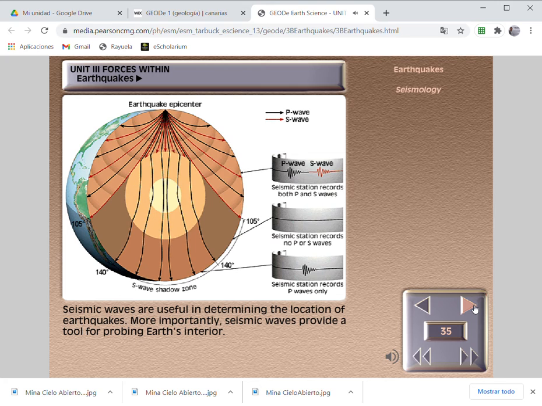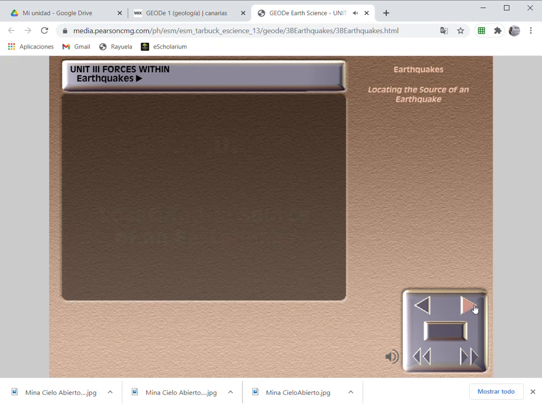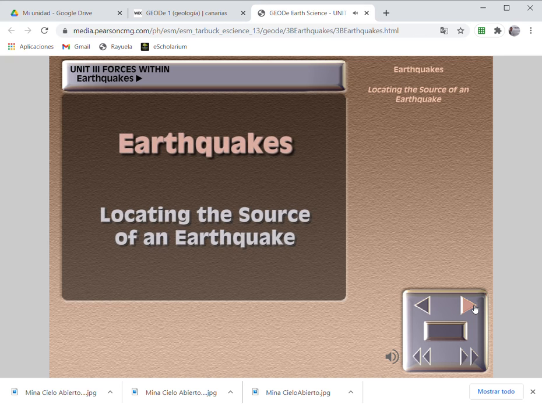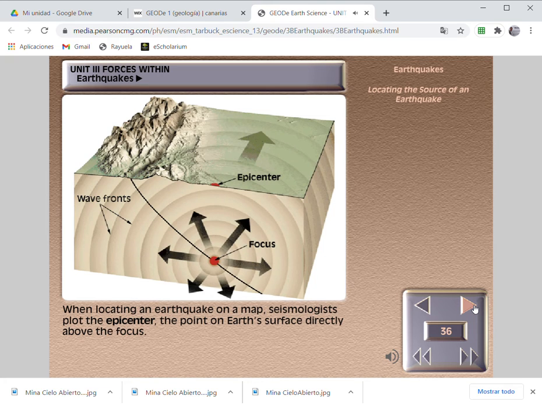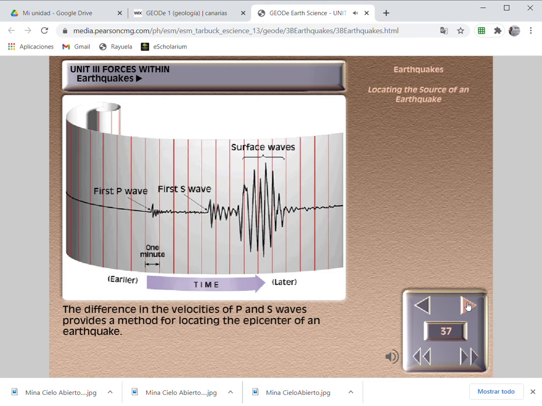Seismic waves are useful in determining the location of earthquakes. More importantly, seismic waves provide a tool for probing Earth's interior. When locating an earthquake on a map, seismologists plot the epicenter, the point on Earth's surface directly above the focus. The difference in the velocities of P and S waves provides a method for locating the epicenter of an earthquake.